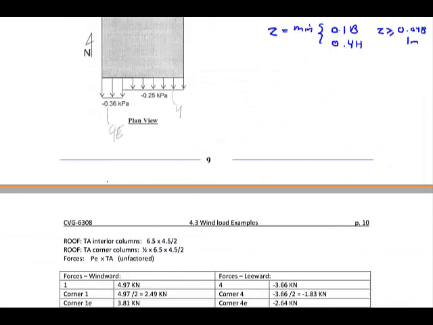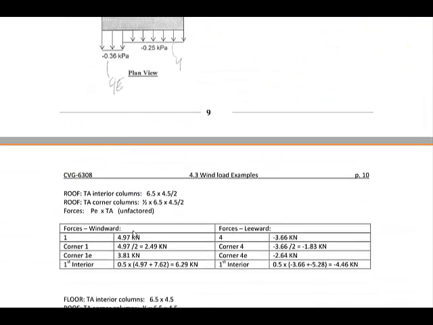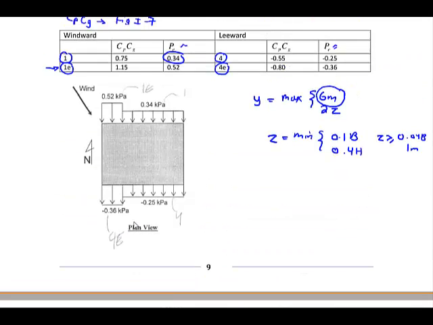So for example, for region 1, how did I get this 4.97 kilonewtons? I just took the 0.34 kilopascal, and then I multiplied by 6.5 times the interstory height divided by 2, which is 4.5 over 2, and I find this 4.97 kilonewton.